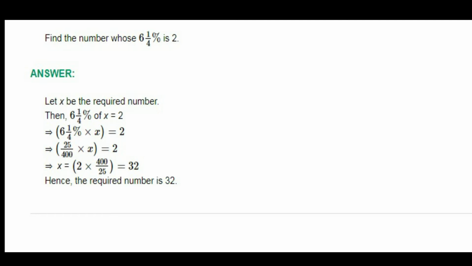So if the side gets changed, the denominator and the numerator are interchanged, right? So it becomes 400/25. So 2 into 400/25 equals, the value of x is coming as 32. So the required number is 32.